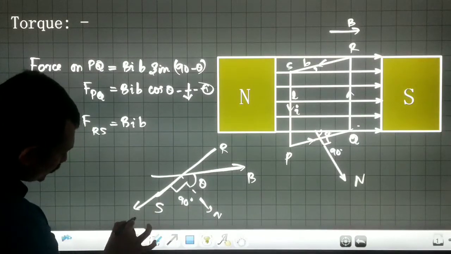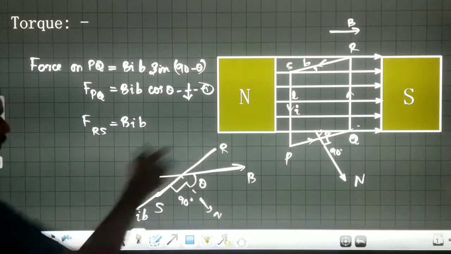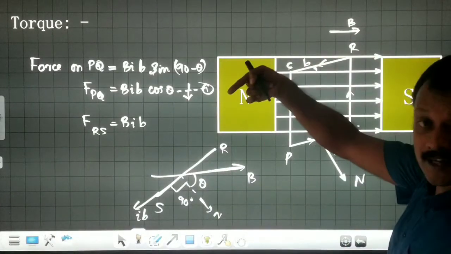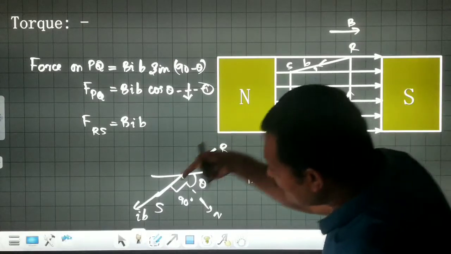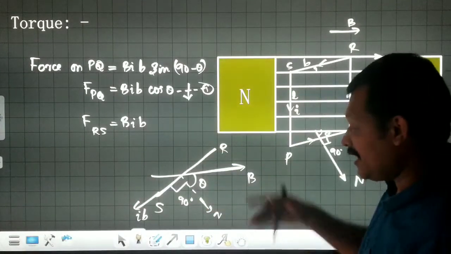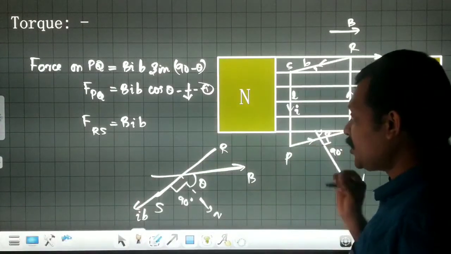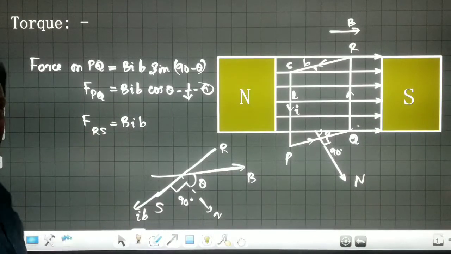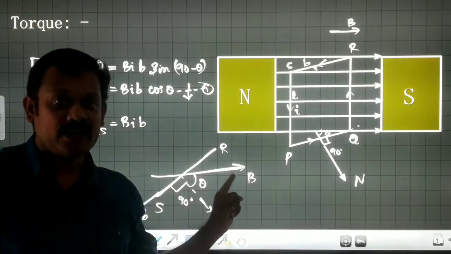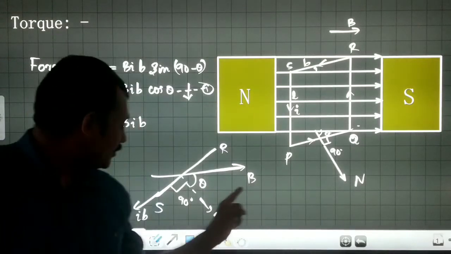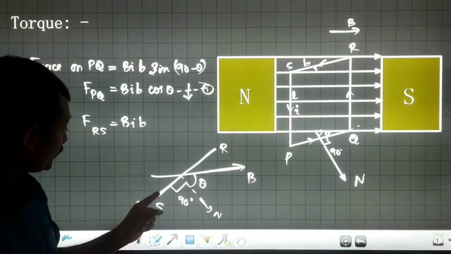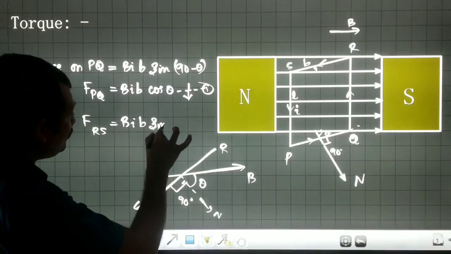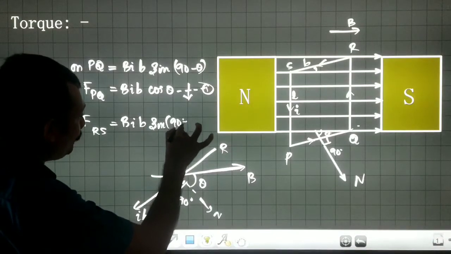This is the direction of IB. The current element is likewise, and you can see the direction of current. So in this case, this is the direction of IB. So the force is BIB times sine of the angle between the magnetic field vector and the current element vector. This much is 90, this much is theta, so this is sine of 90 plus theta.